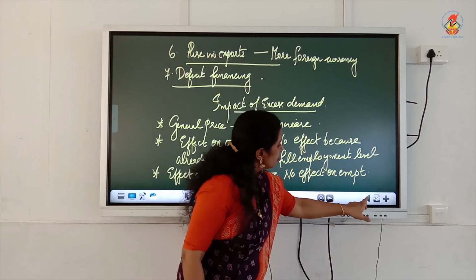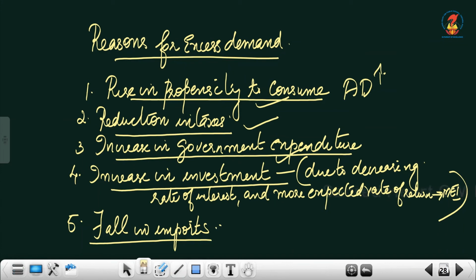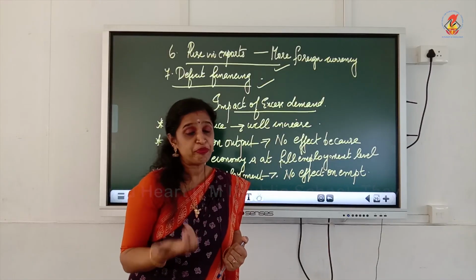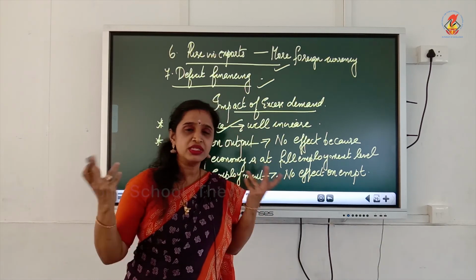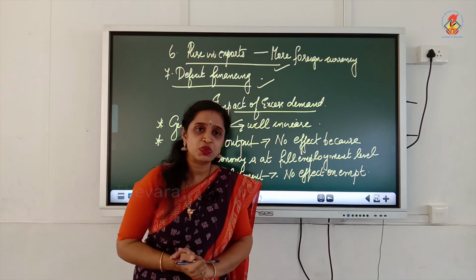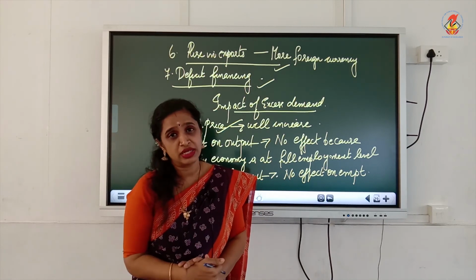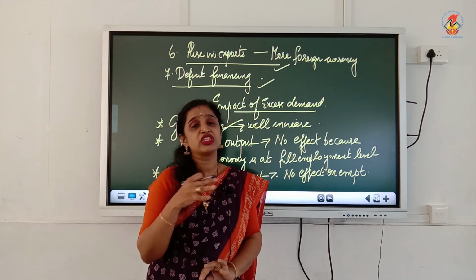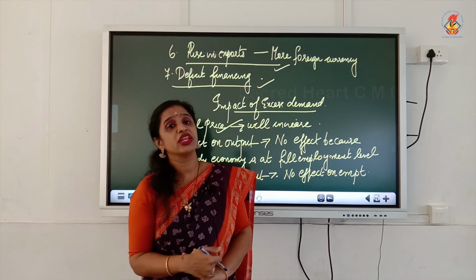So what are the causes for the excess demand? Rise in propensity to consume, reduction in taxes, increase in government expenditure, increase in investment, fall in imports, rise in exports, and deficit financing. Now, what is the impact of this excess demand? The general price level increases. Price increases in the economy, because you know price increase means what? Inflation in the economy. Everywhere price increases. Prices of all the commodities increase. It will be very difficult for the people who are living with a normal level of income, isn't it, to survive in the economy. Poor people will suffer due to this inflationary pressure.